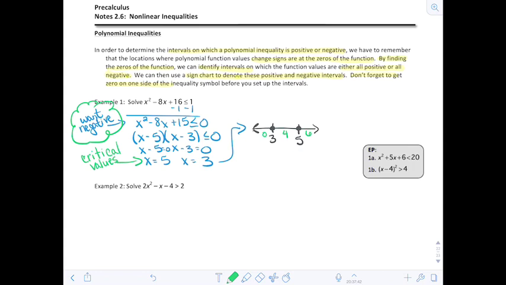So as we take 0, we're going to go back and look right in here when we plug in these test values. So if I do 0 minus 5, I get a negative. 0 minus 3 is a negative. So a negative times a negative gives me a positive in that region or on that interval. Let's test 4. 4 minus 5 gives me a negative. 4 minus 3 gives me a positive. So a negative times a positive is a negative. And then we're going to test 6. 6 minus 5 is positive, and 6 minus 3 is positive. So a positive times a positive is a positive.